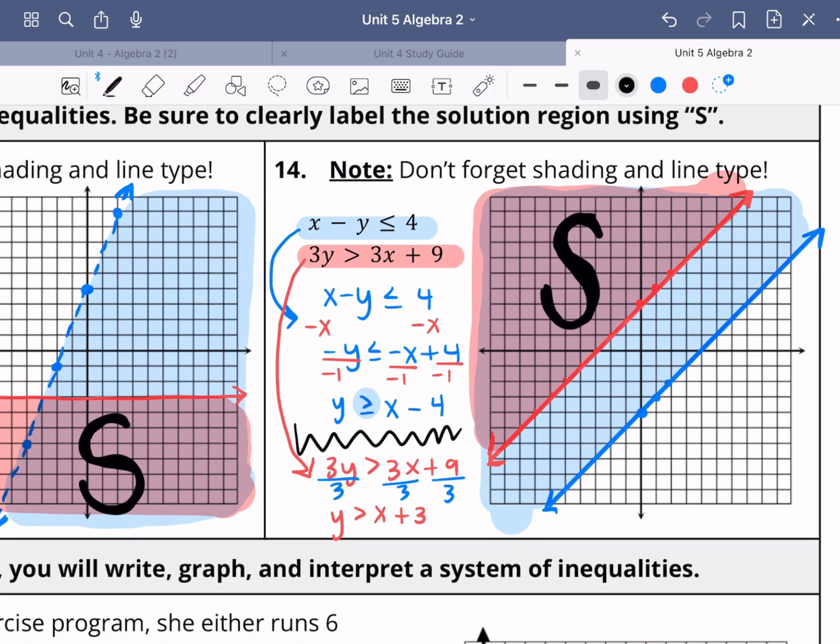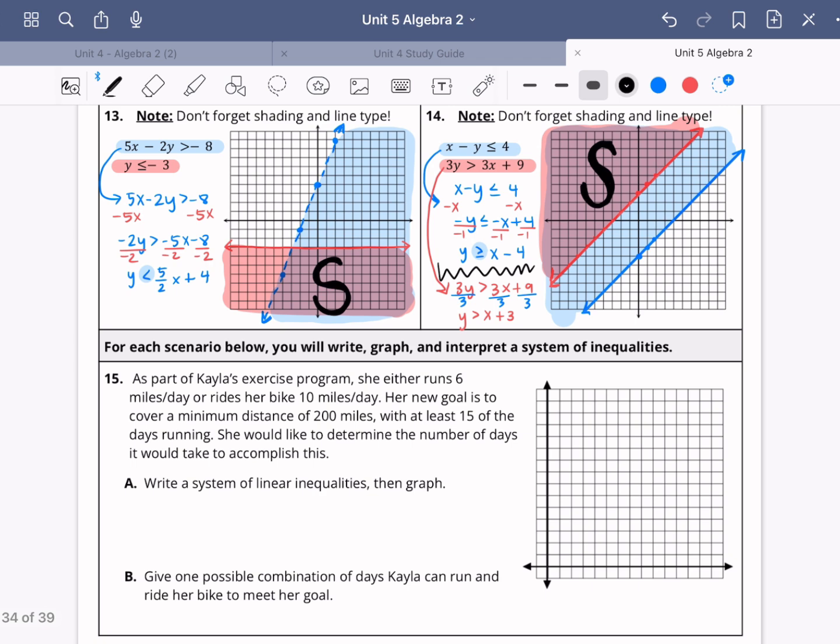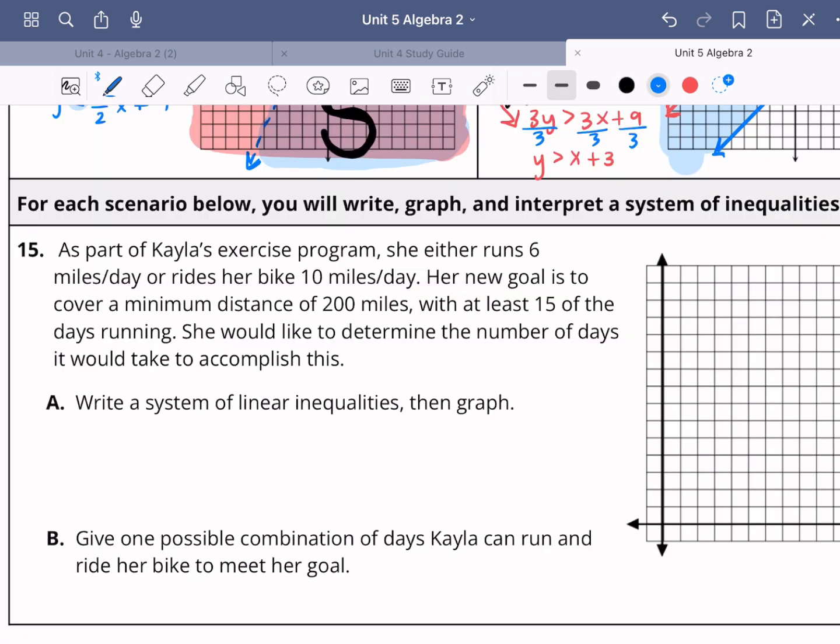All right. We are on to a word problem with inequalities. I'm assuming you already read this, so I'm just going to skim over the important parts here. She either runs 6 miles a day, that's one option, or bikes 10 miles a day. She wants to hit 200 miles with at least 15 of those days running. We want to know the number of days it would take to accomplish this. So those are my variables, right? The number of days in each activity.